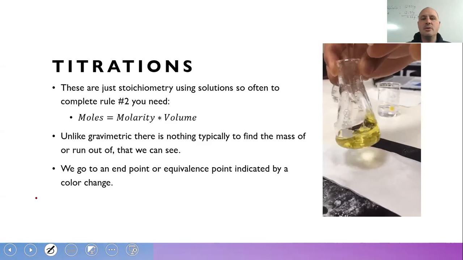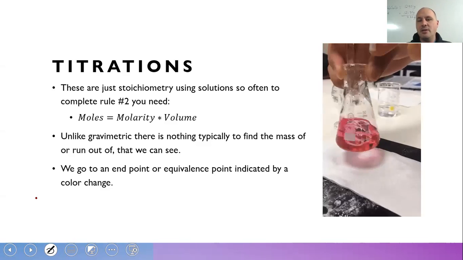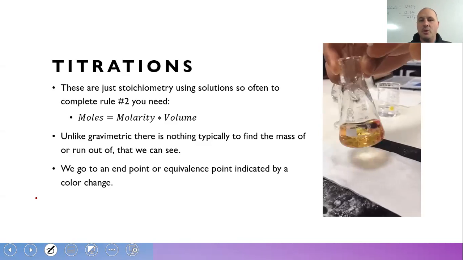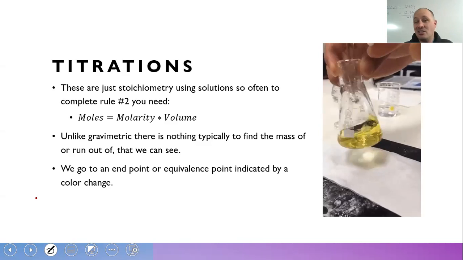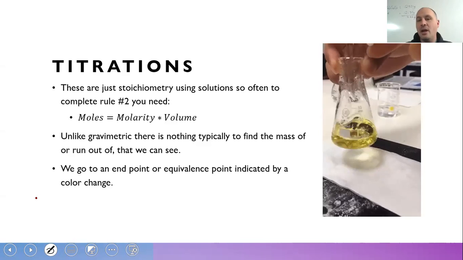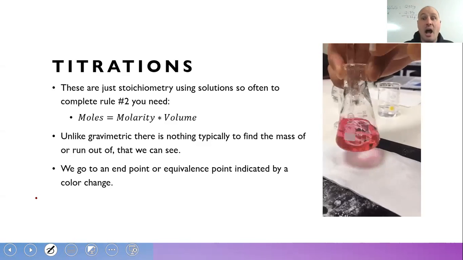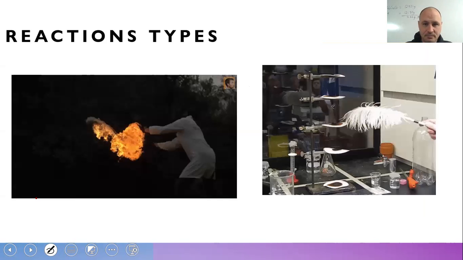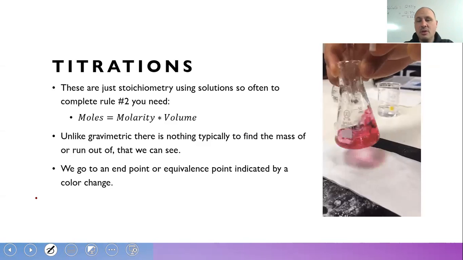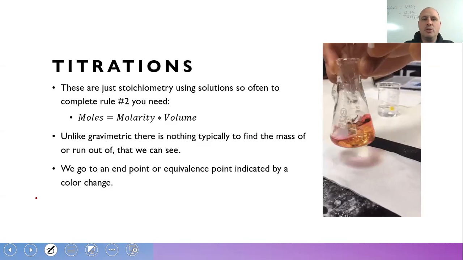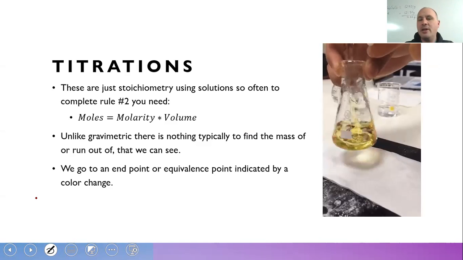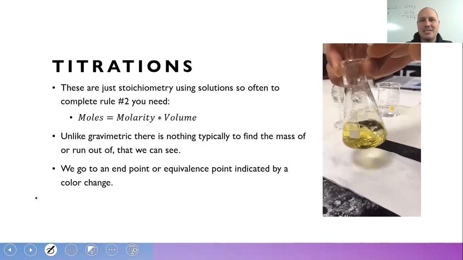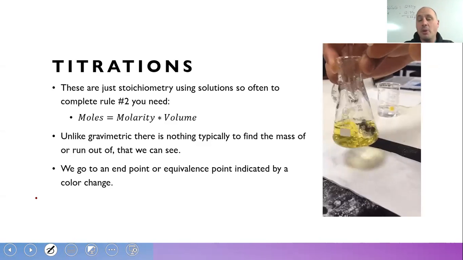And so what we do is we run an amount of an unknown or a known into our sample, and we shake it until it changes color, like you can see in the little video there. The second it changes color, you got to stop. And that gives us a volume to use. And that's next class. So typically you'll be given a molarity and a volume, and then a second, either volume or molarity.